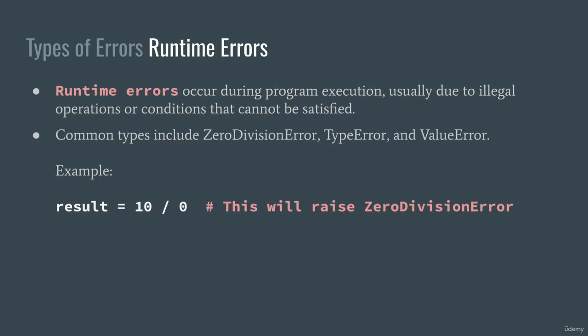Runtime errors occur while the program is running, often due to illegal operations or conditions that can't be satisfied. These errors happen when the program is already in execution. For instance, dividing by 0 raises a zero division error, as shown in the example, where attempting to divide 10 by 0 will cause the program to stop with an error message.